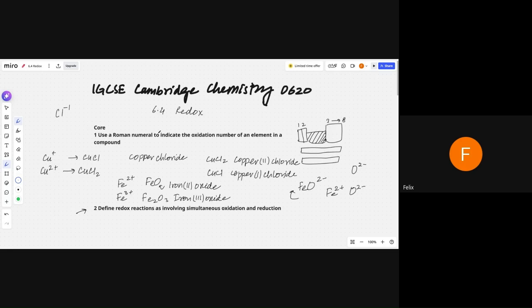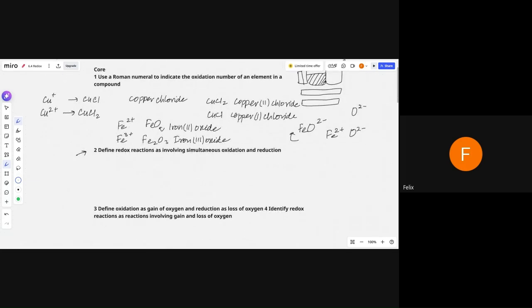Yeah, so the oxidation number of an element is the charge of an element or ion in a compound, which relates to the electrons gained or lost by the element or ion during the formation of the compound, right? So that's the definition. So now we move on to the next topic, which says to define redox reactions as involving simultaneous oxidation and reduction.